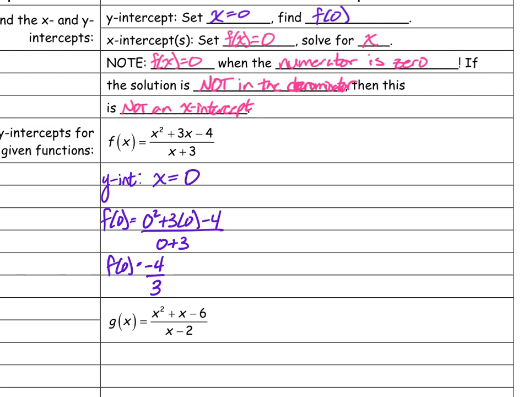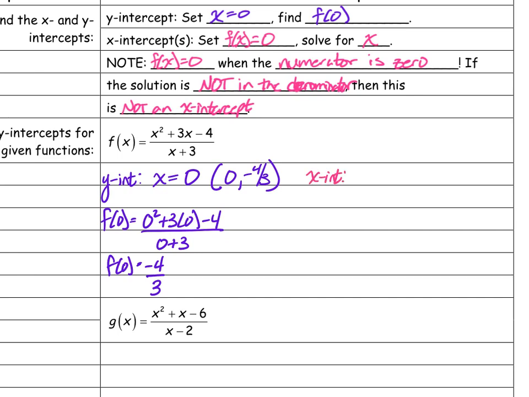Just plug it into your calculator, get your answer. So my y-intercept is 0, negative 4 thirds. That would be my point. Okay? So now we're going to go to my x-intercept.